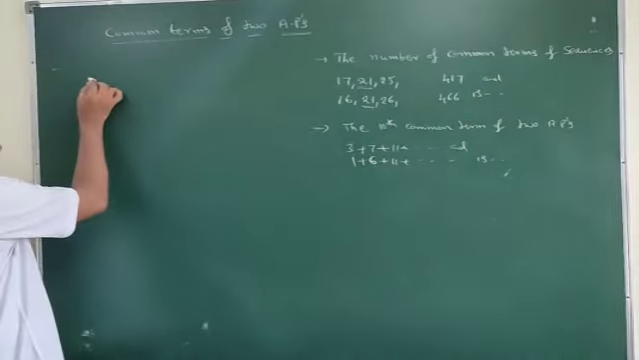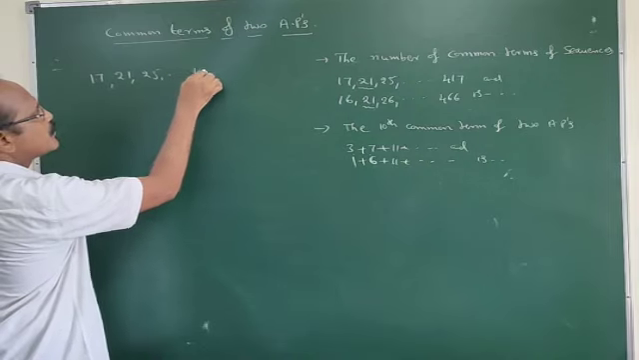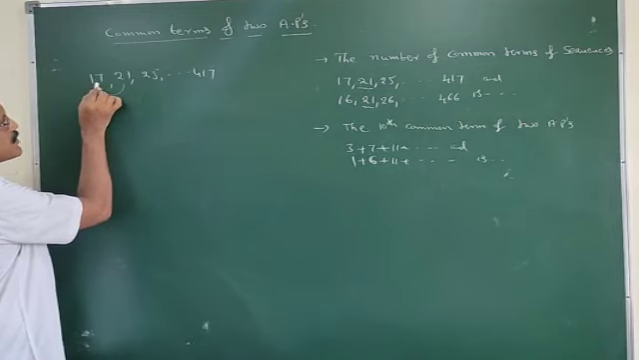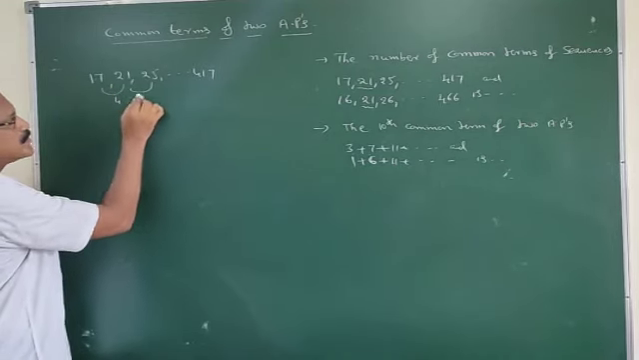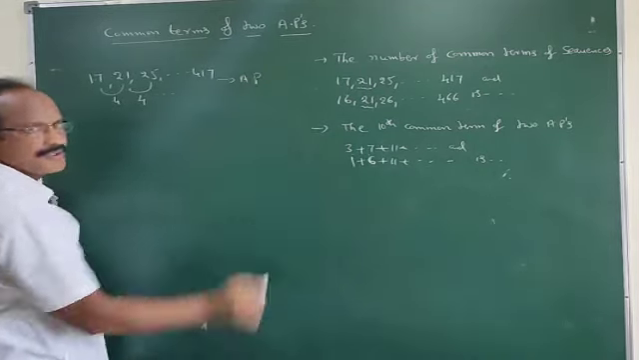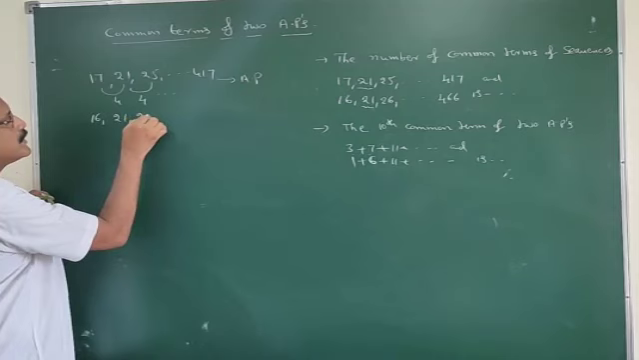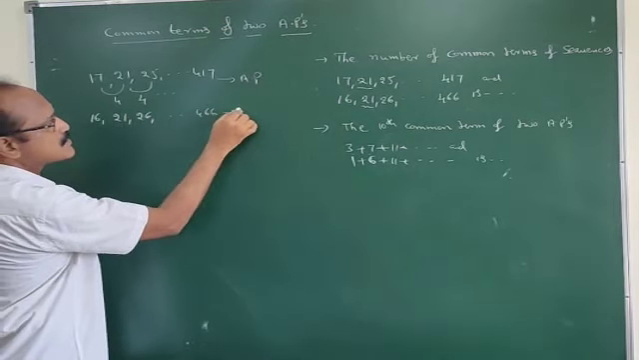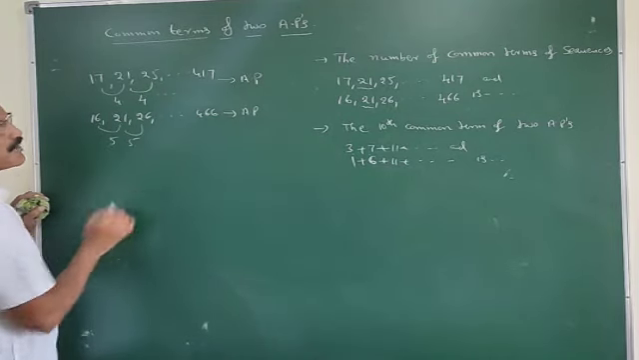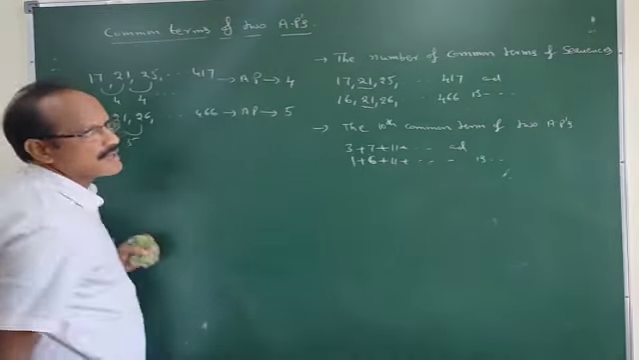Okay, the first series is 17, 21, 25, etc., up to 417. Now checking the common difference, 21 minus 17 is 4, 25 minus 21 is 4, etc. Of course, the common difference is the same as it is an AP. The second series is 16, 21, 26, etc., up to 466, which is also an AP because its common difference is 5. So the first is an AP with common difference 4, and the second is an AP with common difference 5.